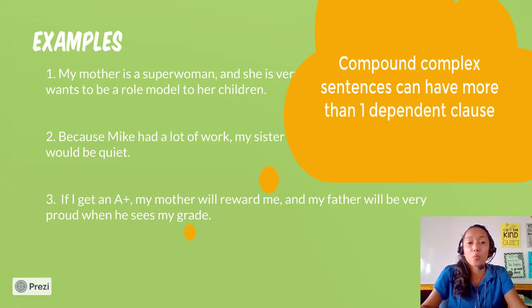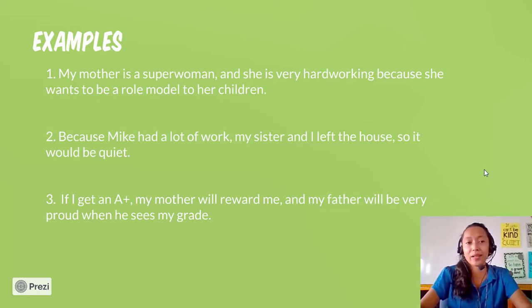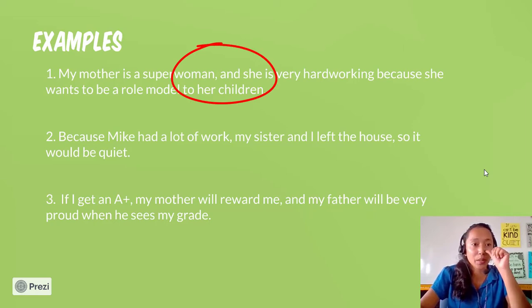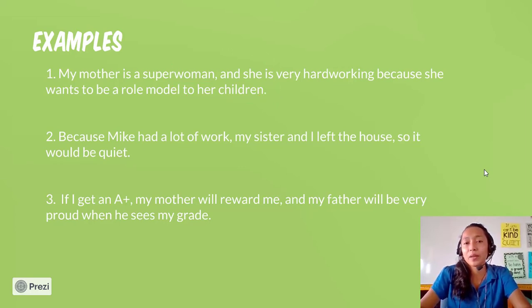So to reiterate, a compound complex sentence is a sentence that has a compound sentence, a pair, right, of independent clauses joined together, and one or more dependent clauses, just like number 3, right? So punctuation, let's look at punctuation because it's very important as well. Look at example number 1. It has a punctuation between woman and. Why? Because we said that it needs a comma and a coordinating conjunction to join the compound sentences.